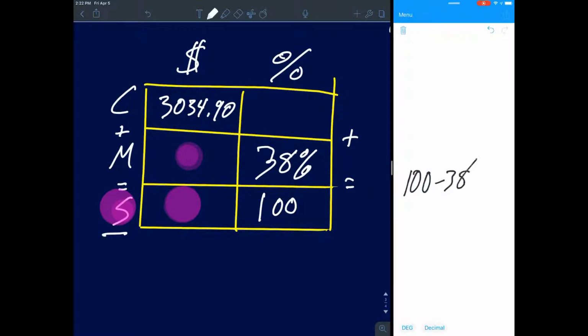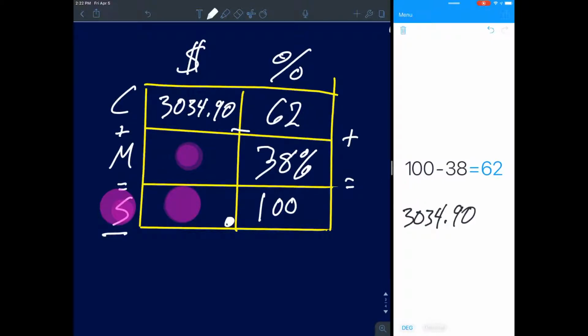100 minus 38 is 62. That's 62%. And now that we have those two, this ratio here, we can find our sale price. So it is $3,034.90 divided by 0.62.